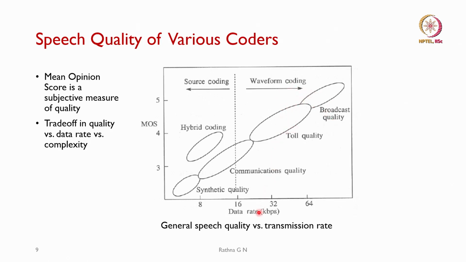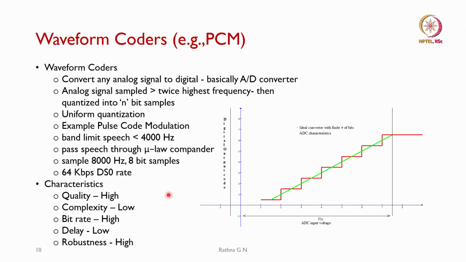So, beyond 16 kilobit per second, whereas the hybrid quality lies between the synthetic and then communication. So, it lies in this domain, and you will see that the mean opinion score is very high for broadcast quality, and low for the synthetic quality of speech that is getting generated. So, now you will see how to select your coders.